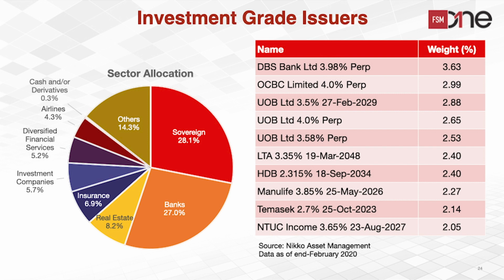to the overall performance of the ETF because, as you can see, the highest weightage for the bonds is actually just 3.63% for the DBS Bank. So it's very diversified, investment grade issuers, unlikely to default. So this is something that you can consider for your portfolio.